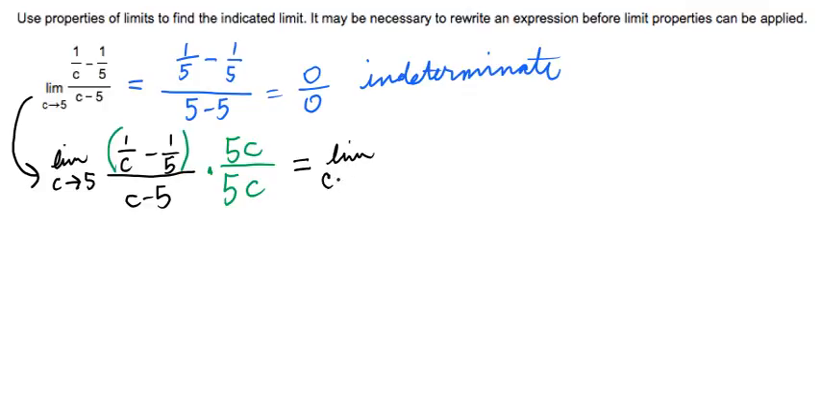So we have the limit as c approaches 5 of 5c times 1 over c. The c's cancel, so we're just left with 5 minus 5c times 1/5. The 5's cancel, so we're left with only c. And in the denominator, we have 5c times (c minus 5).